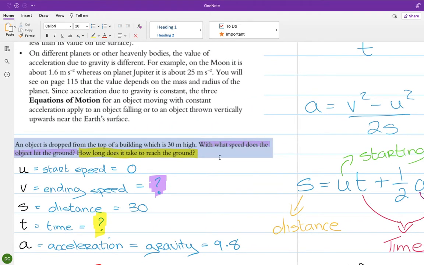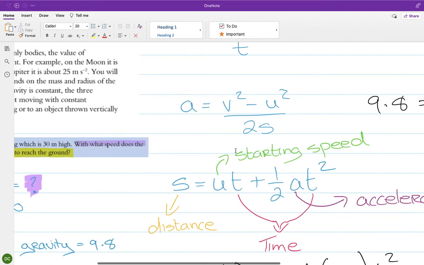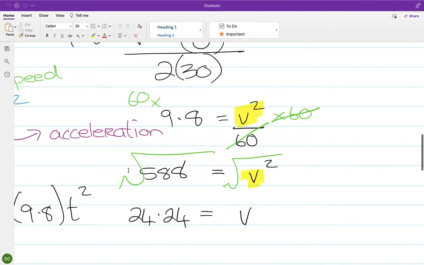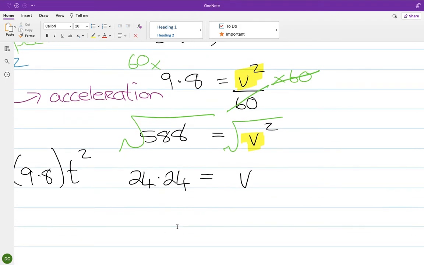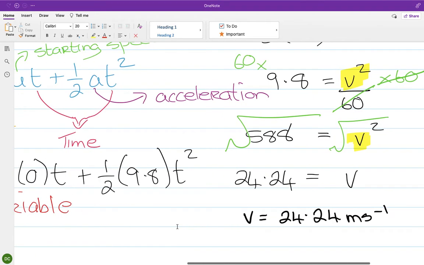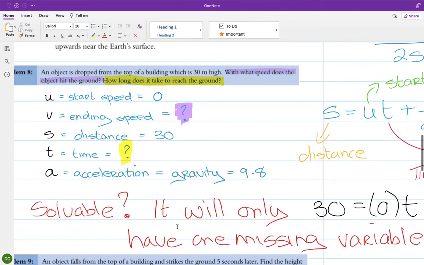The first part was, with what speed does the object hit the ground? So I have that there. I hadn't 100% finished it, but the final speed, or the speed that it is going at just before it hits the ground, is 24.24 meters per second. Yeah? So this over here was my list of variables. Now that I know the ending speed, I can cross off that and call it 24.24, because it might be helpful now that I know it.